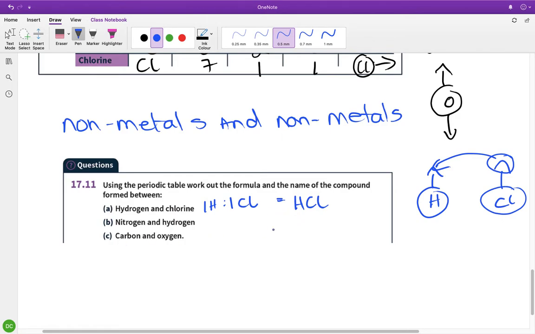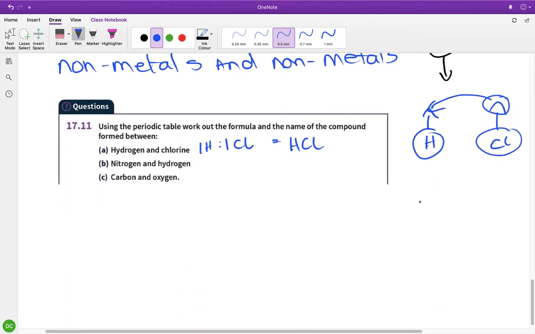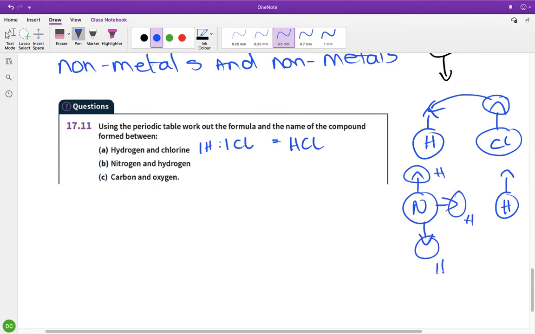Okay, now nitrogen, did we do nitrogen here? We did. Nitrogen has a combining power of 3, so nitrogen is 1, 2, 3. Hydrogen, we've done it already, so hydrogen just has 1. So you're going to need to put a hydrogen here, a hydrogen here, and a hydrogen here. So for 1 nitrogen, you're going to need 3 hydrogens. That becomes NH3, which is called ammonia.